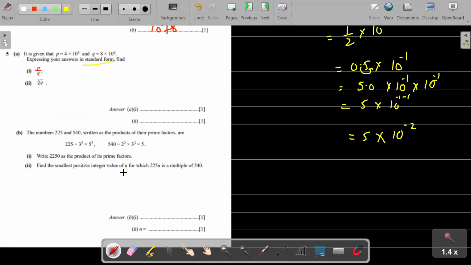Next part says that express this answer, let me -2. Now in this part, it says that take the cube root of that second part.